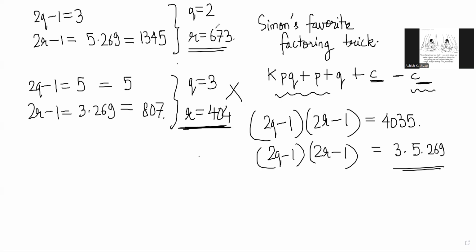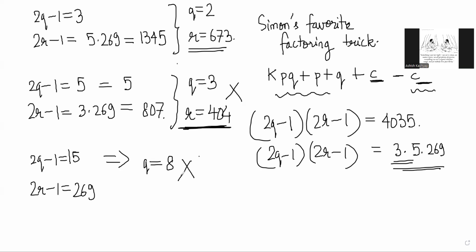673 was a prime number, right? The final case is 2Q minus 1 is 15, because 3 into 5, and 2R minus 1 is 269. And in this case, we get Q is 8, again not a possibility, not a solution, because 8 is not a prime. So the only option for us is this.